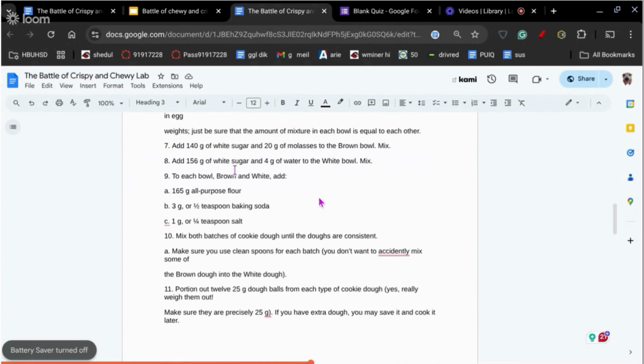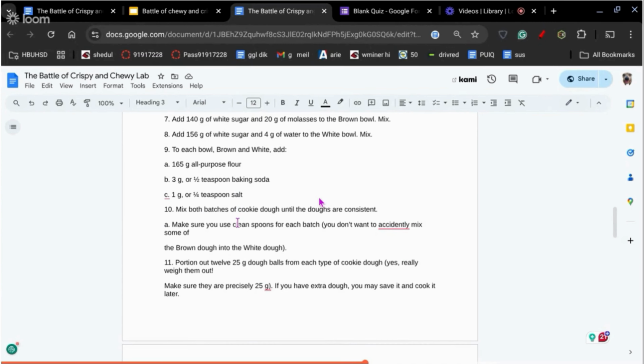Add 140 grams of white sugar and 20 grams of molasses to the brown bowl mix. And add 156 grams of white sugar and 4 grams of water to the white bowl mix. To each bowl, brown and white, add 165 grams of all-purpose flour, 3 grams or half a teaspoon of baking soda, and 1 gram or 1/4 of a teaspoon of salt.